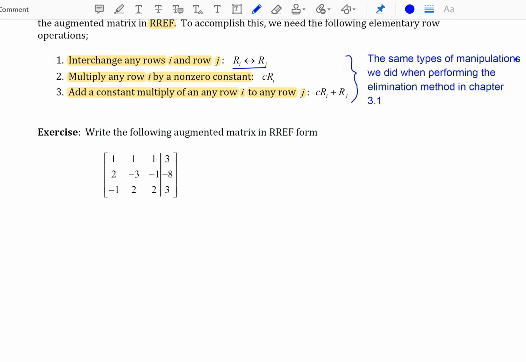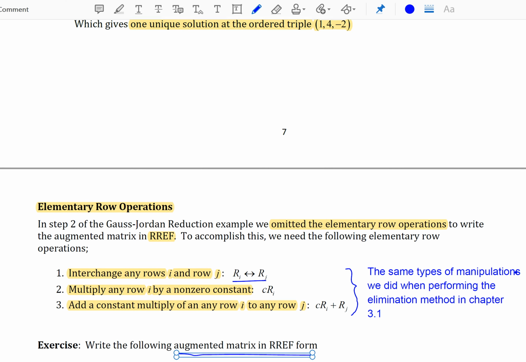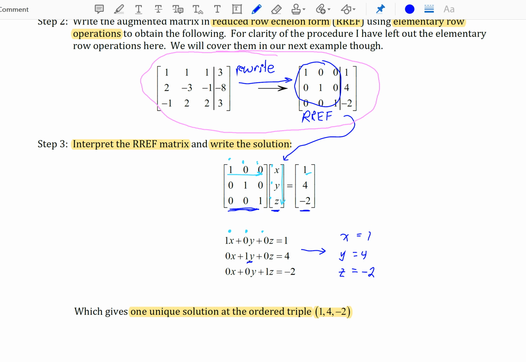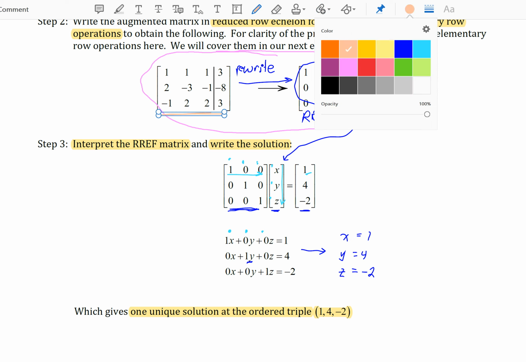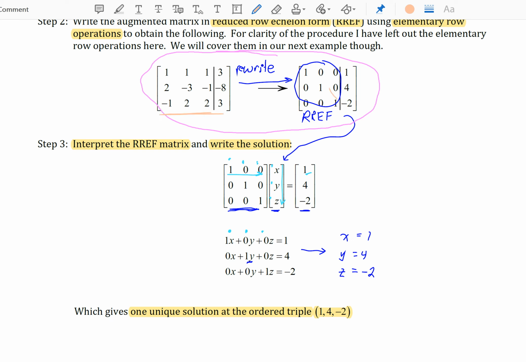Okay, let's look at an example. And let's take the augmented matrix from our first system of equations and write this matrix in RREF form. And to give you an idea of what I'm trying to do, again, let's look back. I'm trying to turn this augmented matrix into a matrix that has ones down this main diagonal with zeros above and below the main diagonal. So let's focus on this being our goal.